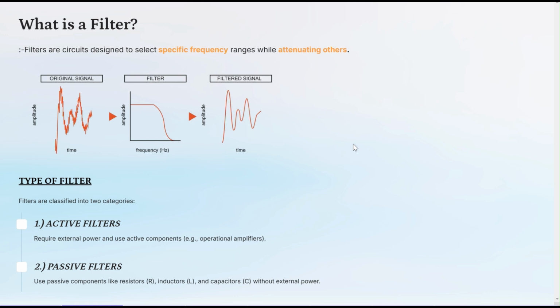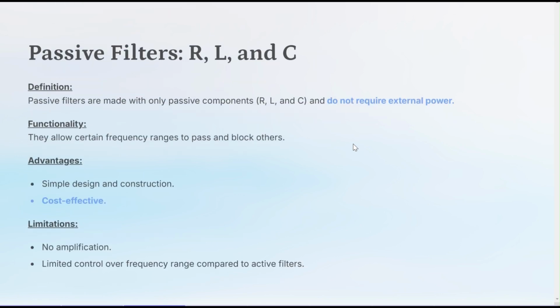Filters are broadly classified into two categories. First one is active filters. These require external power and use active components like operational amplifiers. And second one is passive filters. These use only passive components such as resistors, inductors and capacitors. Unlike active filters, passive filters don't need external power.